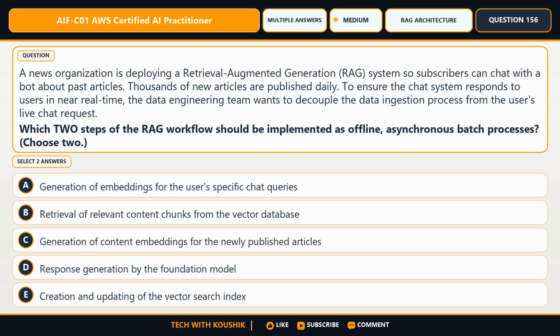Consider option A, generation of embeddings for the user's specific chat queries. Consider option B, retrieval of relevant content chunks from the vector database. Consider option C, generation of content embeddings for the newly published articles. Consider option D, response generation by the foundation model. Consider option E, creation and updating of the vector search index.